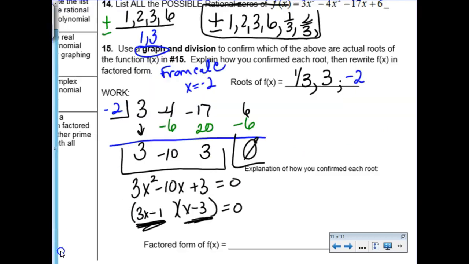And then where it says explain how you confirmed each root, it's going to be something like, I used my calculator to find a starting root of -2, and then I used synthetic division to knock it down to a quadratic, and then I factored it to solve for the remaining factors. You could claim that you verified them on your calculator by hitting trace 1/3, trace 3. There's a lot of things you could write here, guys, but you're going to be writing me a little explanation of your process.